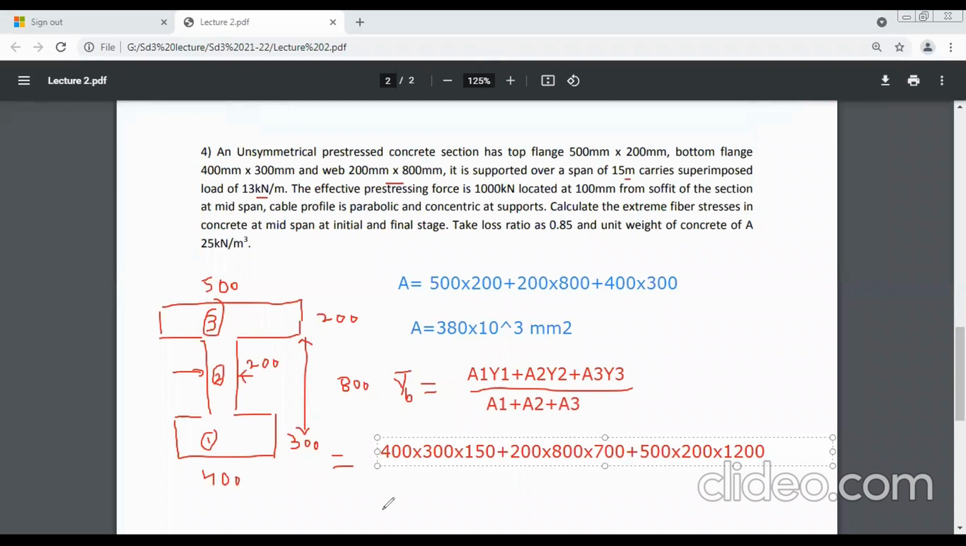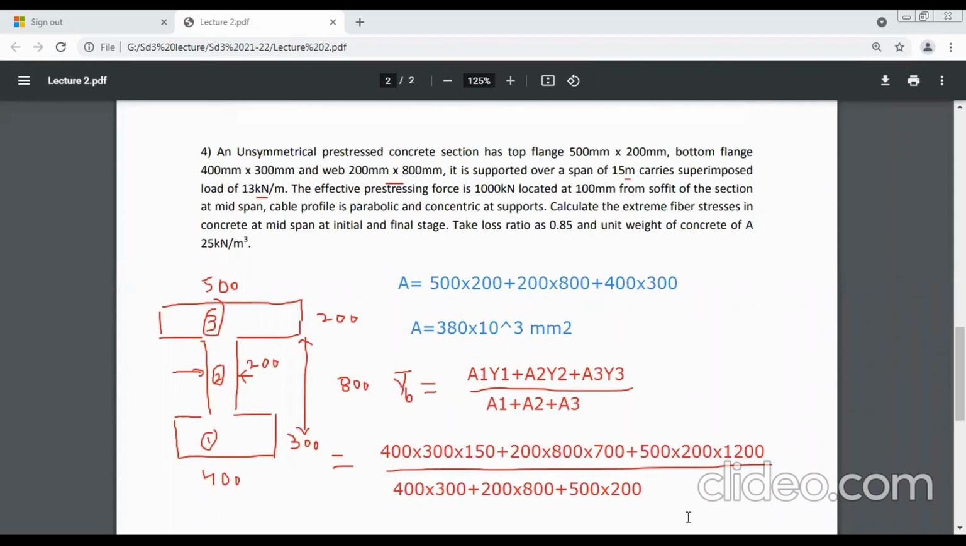This one it is A1y1. Now divided by A1 plus A2 plus A3, which means 400 into 300 plus 200 into 800 plus 500 into 200.